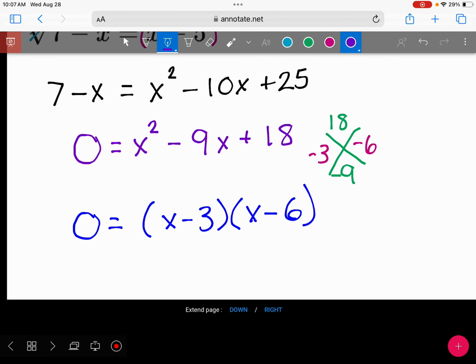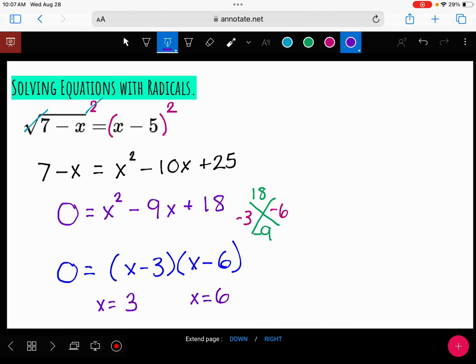So what are our solutions? 6 and 3. Yep, x equals 3 and x equals 6. Is that it? We've got to check it.